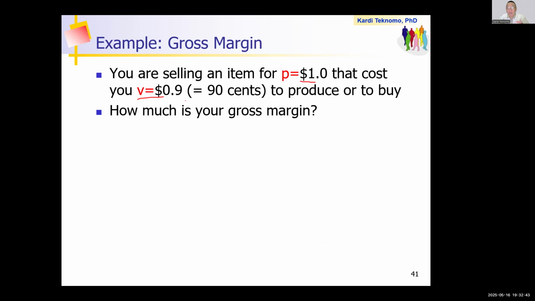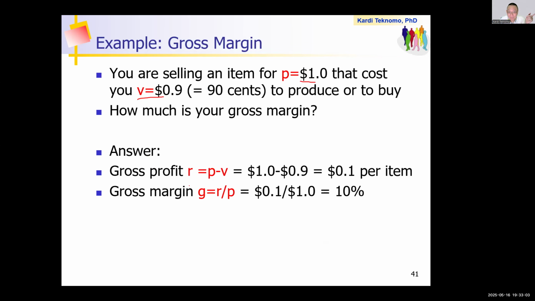So, say you are a trader, or you are a factory. You have a factory to produce, or you are trading, that means you buy. So the question is, how much is the gross margin? Gross margin is just R divided by P, and R is just P minus V. So the gross margin in this case is 10%. This is just plugging into the formula. It's not so difficult, right?